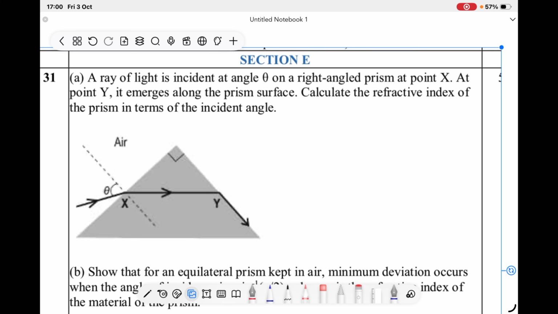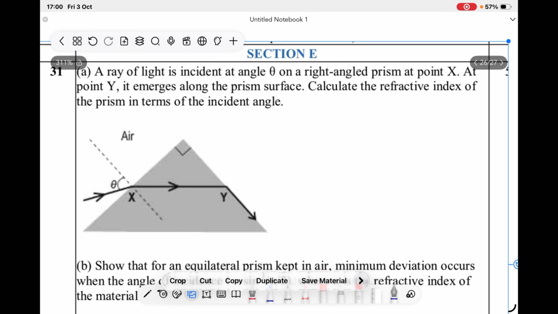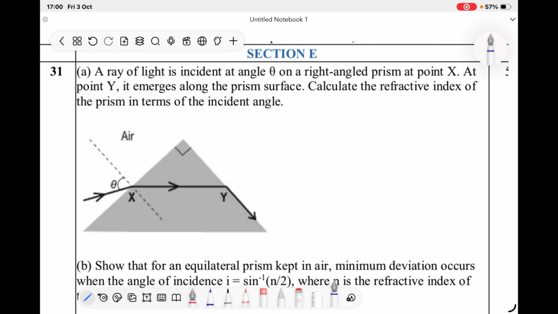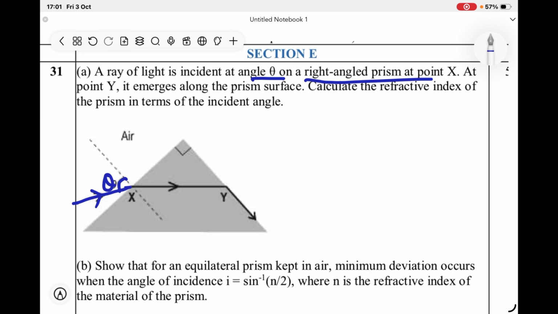So let us see question number 31. A ray of light is incident at an angle theta. This is theta. You can see here it is theta on a right angled prism at point X. So this is a right angled prism. You should note the angle of prism is 90 degree. This is the angle of prism. It has been given as 90 degree, a right angled prism.